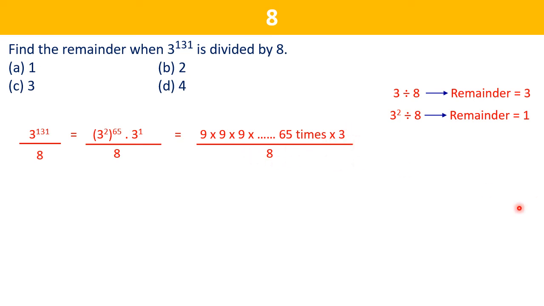everything divided by 8. Now if I divide every 9 by 8, what remainder do we get? 1. So the remainder 1 is obtained for 65 times, and if I divide this 3 by 8, the remainder will be 3. The product of these remainders will be 3. Hence, if 3 to the power of 131 is divided by 8, the final remainder obtained is 3. Option C is the right answer.